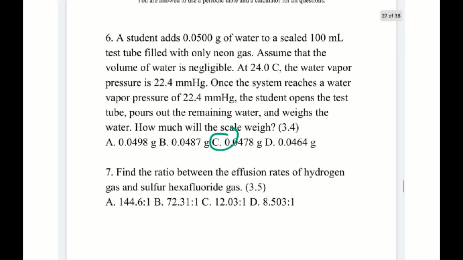Find the ratio between the effusion rates of H2 gas, hydrogen gas, and sulfur hexafluoride gas. So notice how I'm not giving you the formulas. I'm making you read the formulas and deriving them. So sulfur hexafluoride is SF6. Now, the effusion rates between these two, we're assuming it's at a constant temperature because it doesn't talk about anything related to temperature, so we can just assume that. And we just have to find the molar masses of these two.